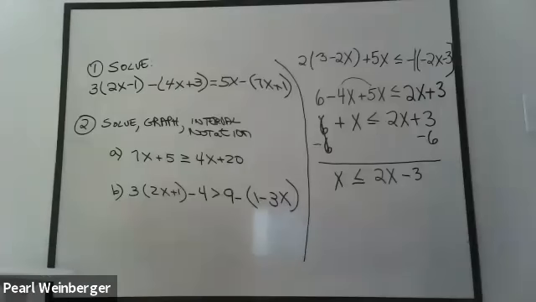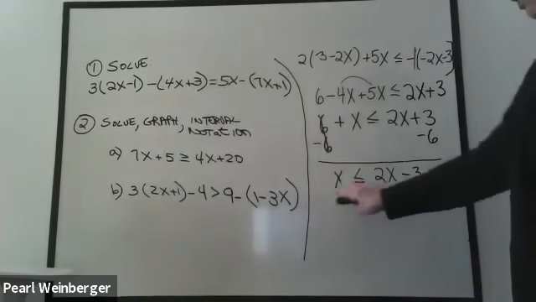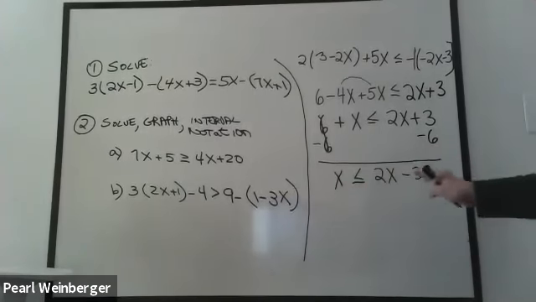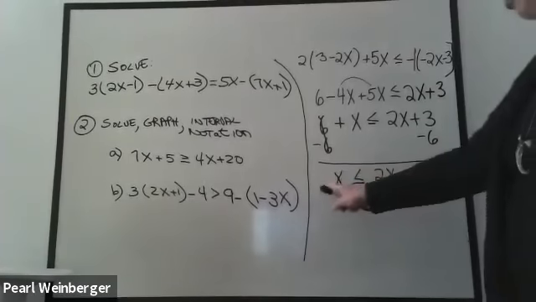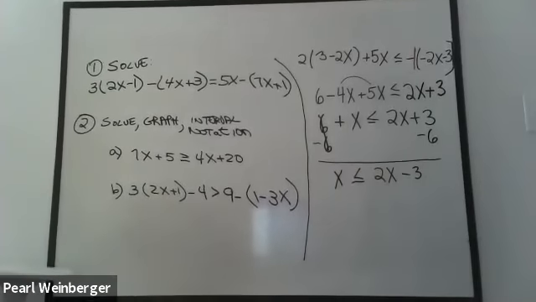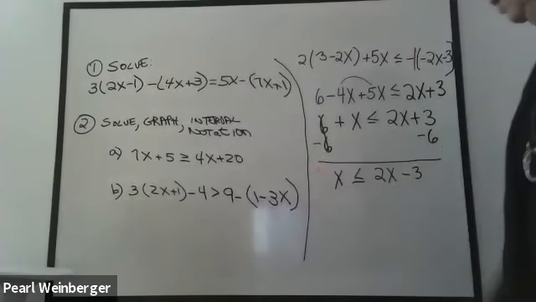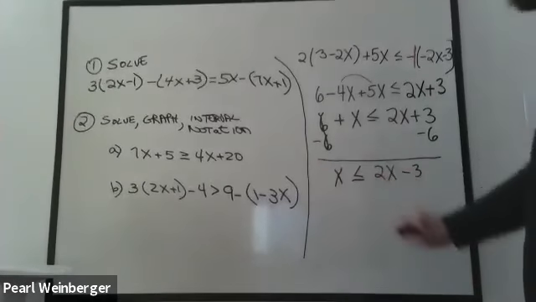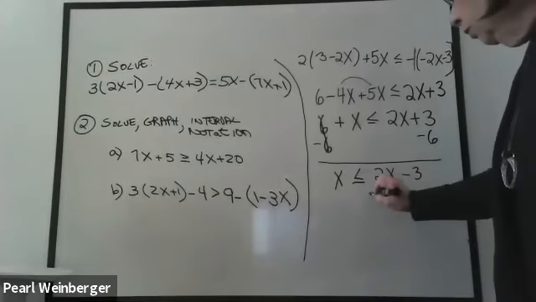It's getting better because now I don't have so many things going on, but I still have x's on both sides of the inequality. So I have to get all the x's to the left. I want all the x's on the left side, which means this 2x on the right side I want to get rid of. It's a positive 2x, so to get rid of it, I'm going to do minus 2x on both sides.